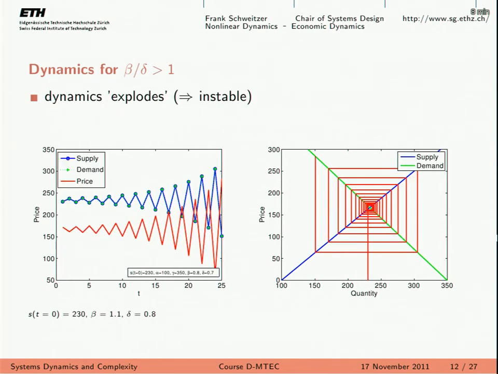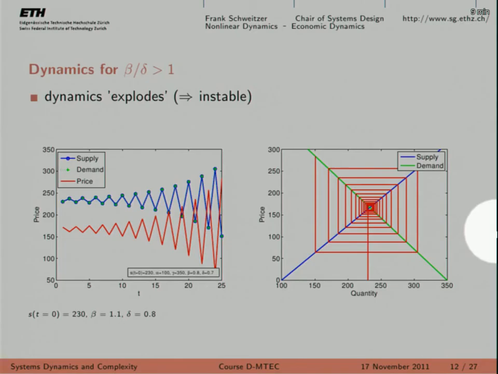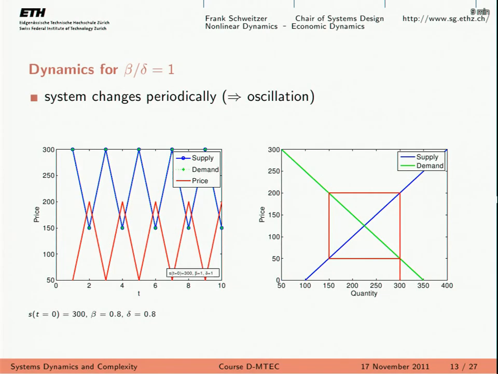Yes, so this is instability. If the beta over delta is bigger than 1, then we get exploding oscillations, and obviously in the cobweb we start with somewhere here close to the equilibrium, and then we would diverge outside eventually here. It will never reach a stable point, and this is what happens when it's equal to 1. Right, constant oscillations, the same two values repeat over and over again for the price and for the supply and demand.